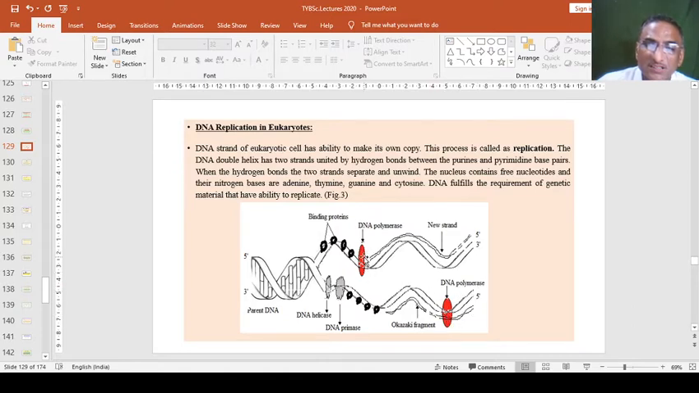So here is the DNA polymerase enzyme, which plays a key role in this binding, and this is DNA helicase, which bifurcates the two strands, and DNA primase joins here. These are the binding proteins, which also combine together and help to form the new strands. So this is the simple process of DNA replication.